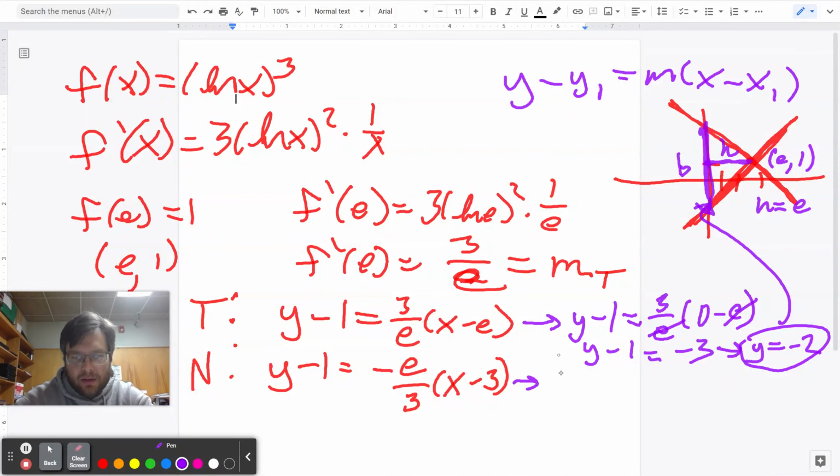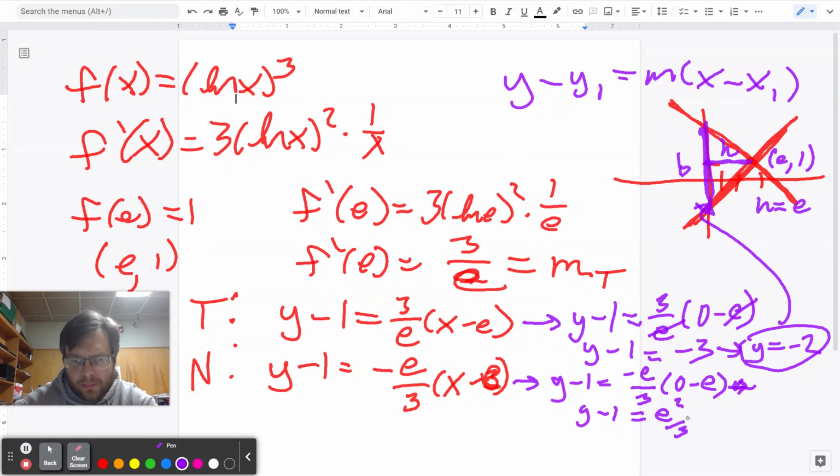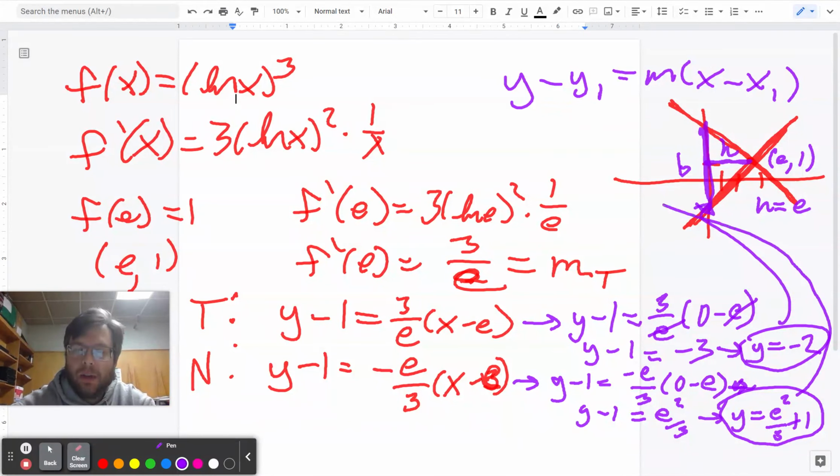Same sort of idea on the normal line, y minus 1 equals negative e over 3 times 0 minus e. Oops, I wrote the normal line wrong. This should be an e right here. So then we get y minus 1 equals positive e squared over 3, which I guess means y equals e squared over 3 plus 1. Not a super nice answer, but that's what it is.